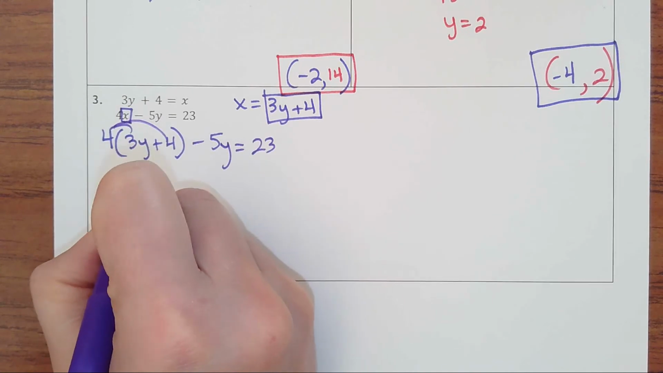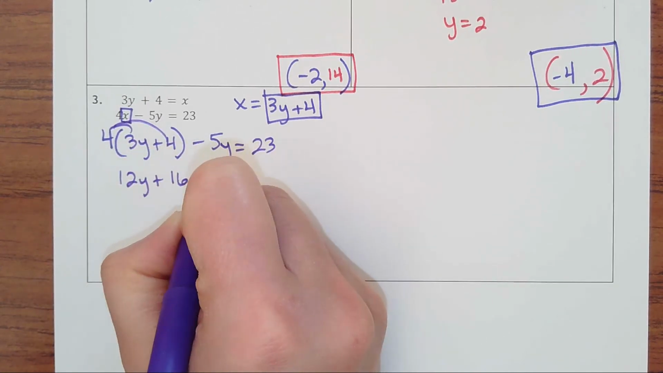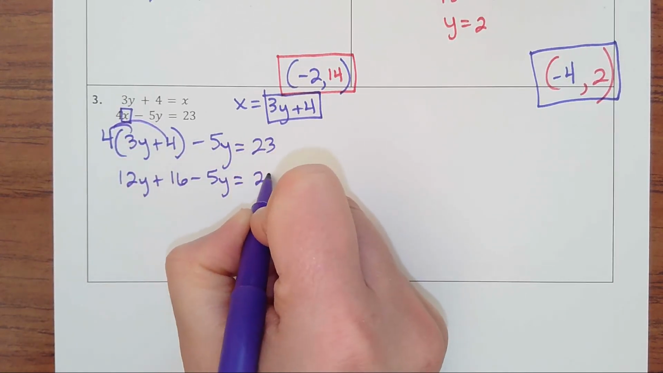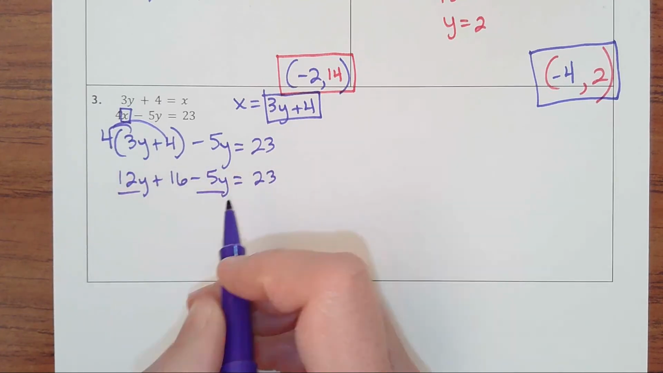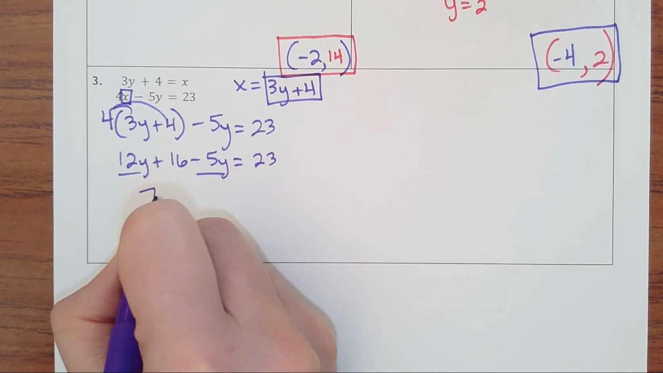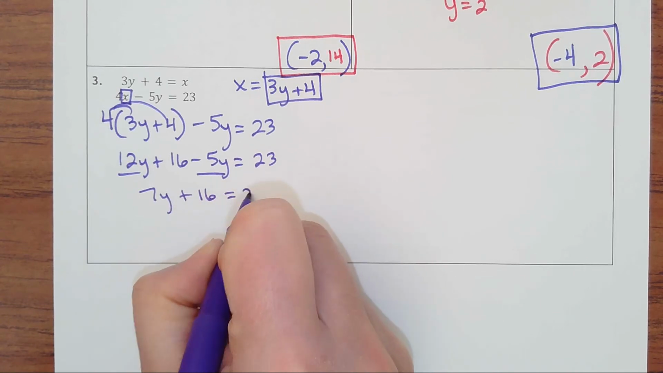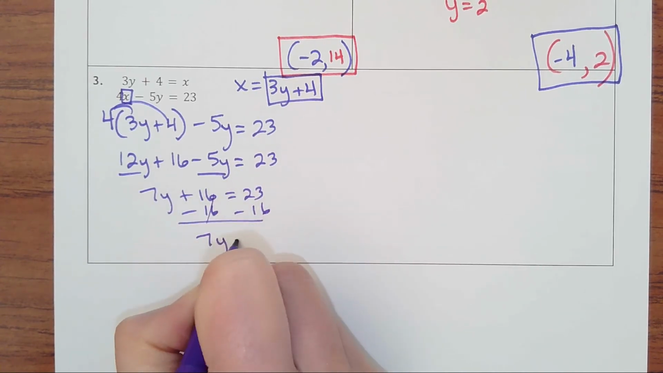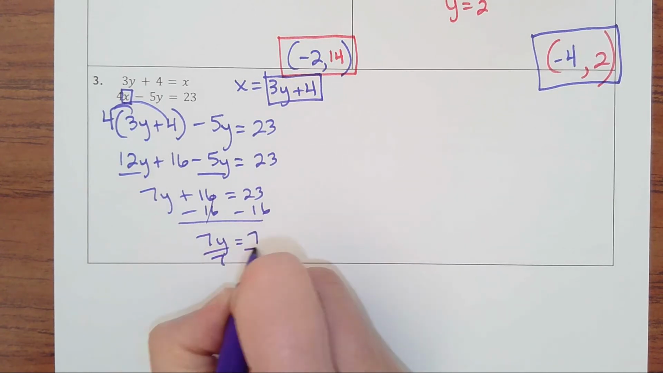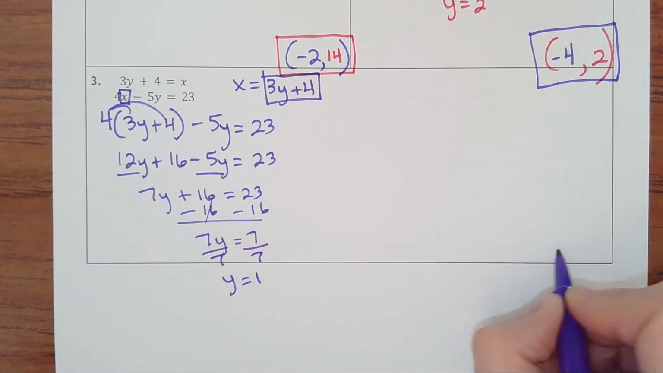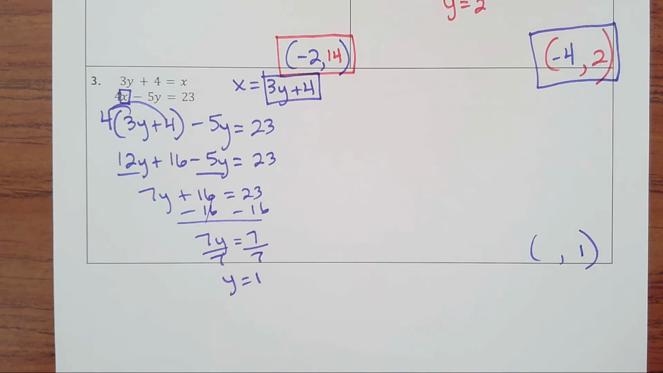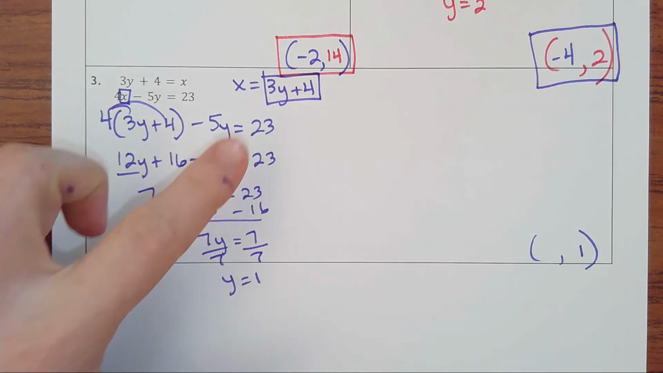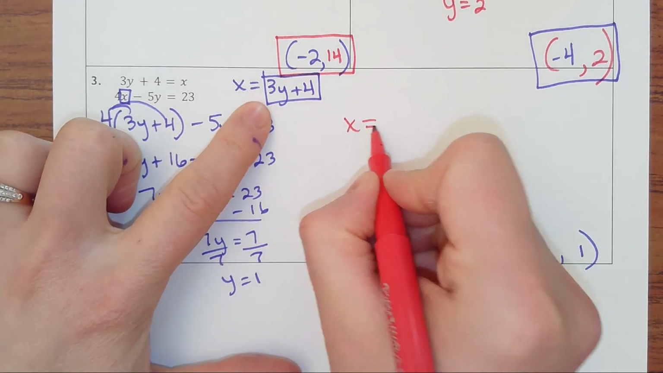Distribute. Combine your like terms. 12 minus 5 would be 7y. Subtract 16 and divide by 7. So y is 1. Pick an equation to plug that back into. Again, I definitely like the one that says x is this, so that I'm not having to solve. I'm just simply plugging and chugging.